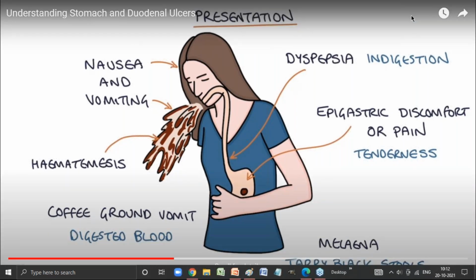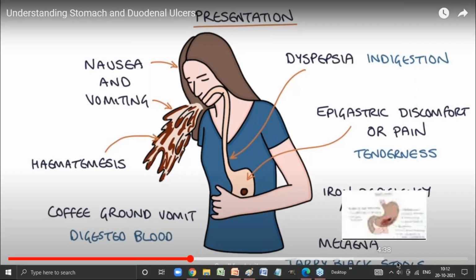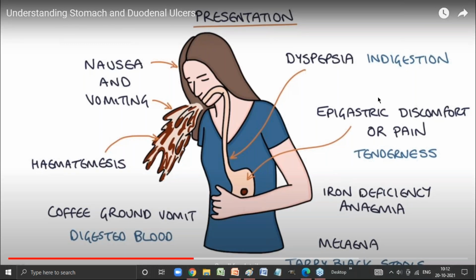If they have constant low-level bleeding from a gastric ulcer, this can cause an iron deficiency anemia. And this is quite a common presentation of a gastric ulcer or a gastric cancer, is to check somebody's bloods and incidentally find an iron deficiency anemia.